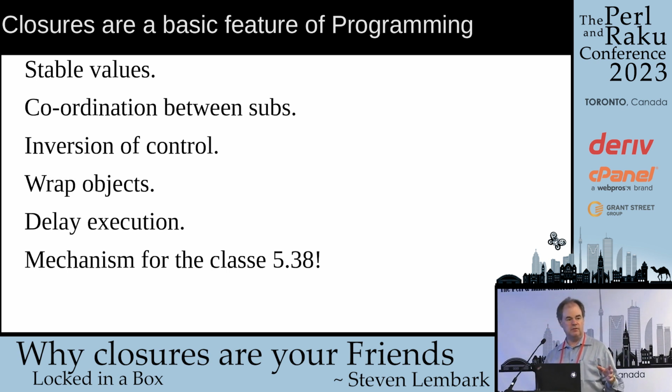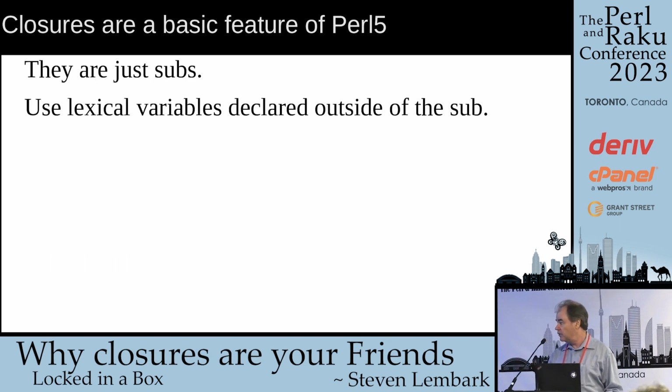Also, we've all seen the new class mechanism that's coming in with 5.38. It's a type of closure. And what happens is the lexical variables that we saw being the attributes of an object are closed over by the object, just not by a sub. So what we're saying here, generating new objects, passing things in, generating closures around them, is the guts of how the new class mechanism works.